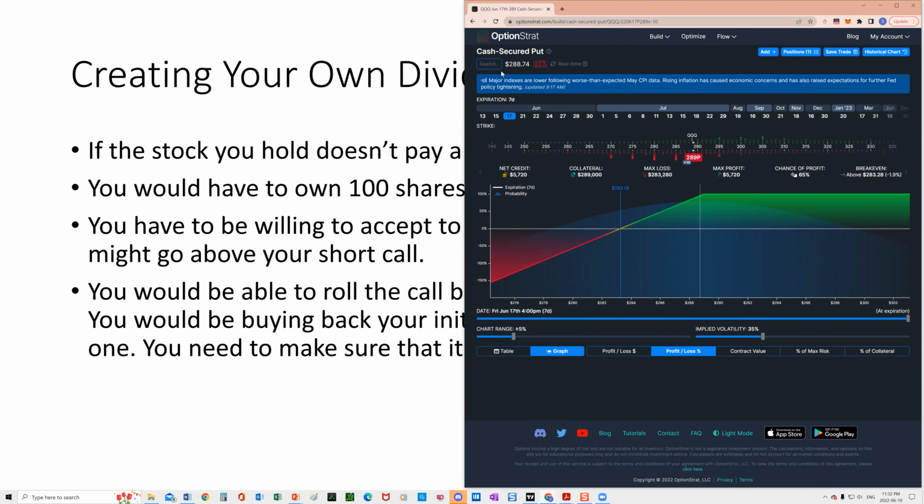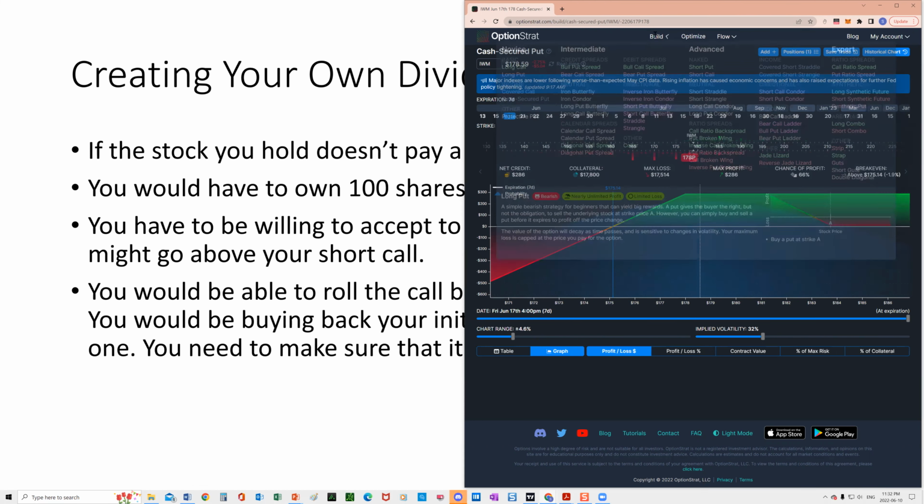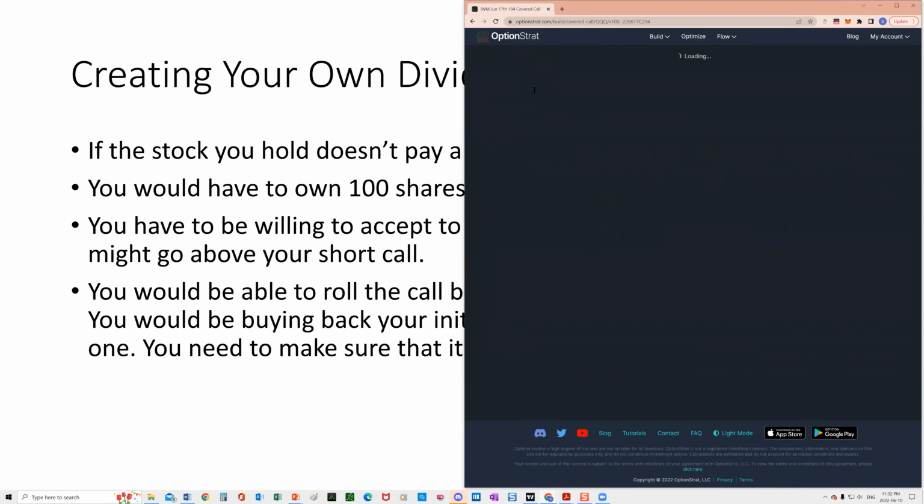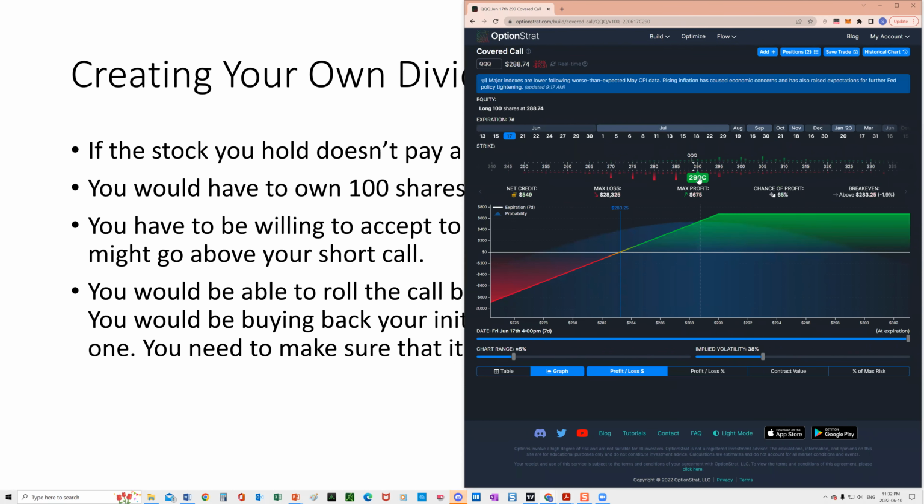IWM is another great example. You can do this with pretty much anything that you want. So IWM right now at 179 or 178, you want to sell the put on it, 286. So you can see how you can generate some money off of that. And then you turn around and you do the calls on it. So again, QQQ right now, 288, you can sell the 290 for next week.